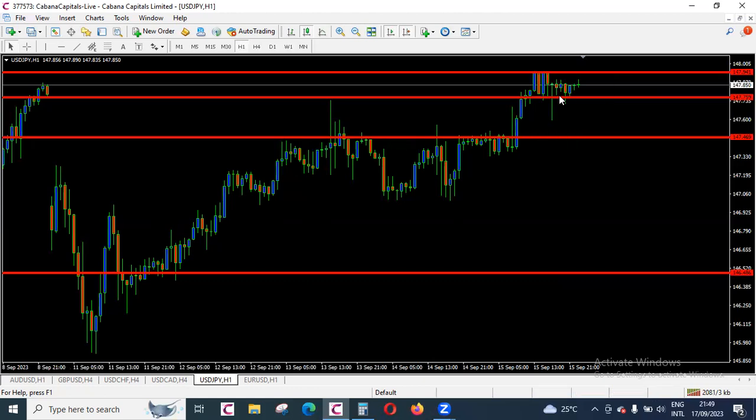But if a 4 hour candle closes below this support, you might want to risk selling USDJPY. But if 4 hour closes above this resistance, then you expect USDJPY to continue with its bullish move. Okay? Which other pair is left? There's still one more pair. New Zealand USD.